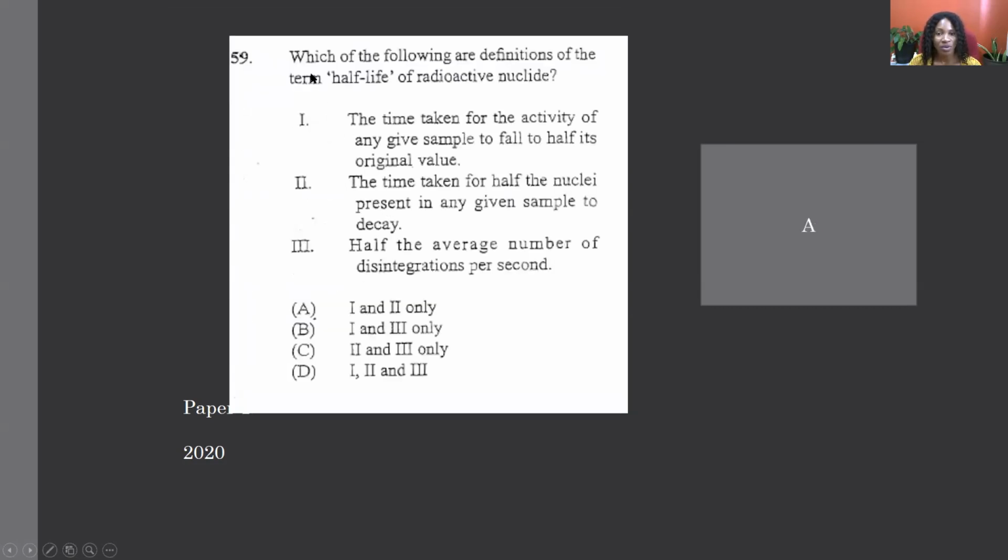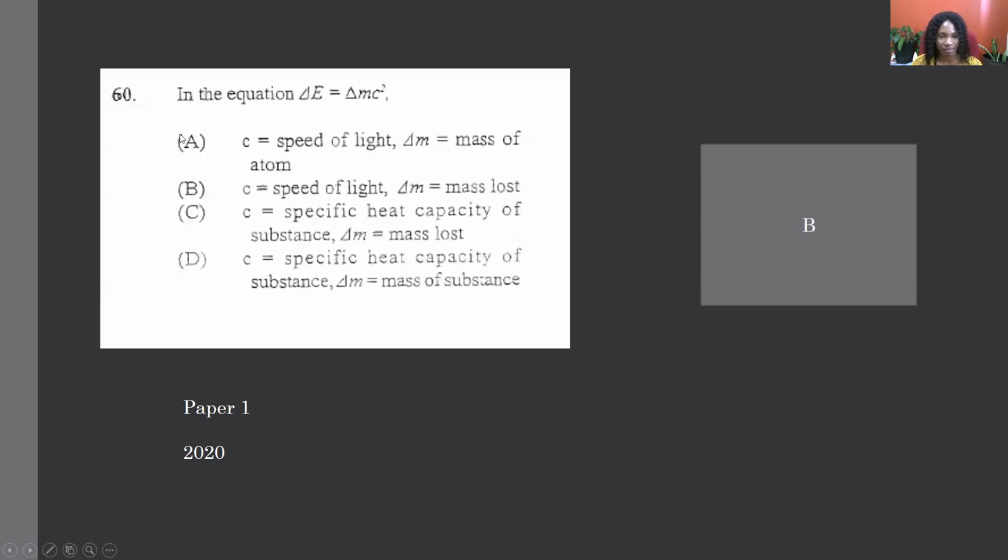Okay, so which of the following is the definition for the term half-life of a radioactive nuclei? 1, the time taken for the activity of any sample to fall to half of its original value, 2, the time taken for half of the nuclei present in any given sample to decay, or 3, half the average number of disintegrations per second. And so the answer here is 1 and 2 only.